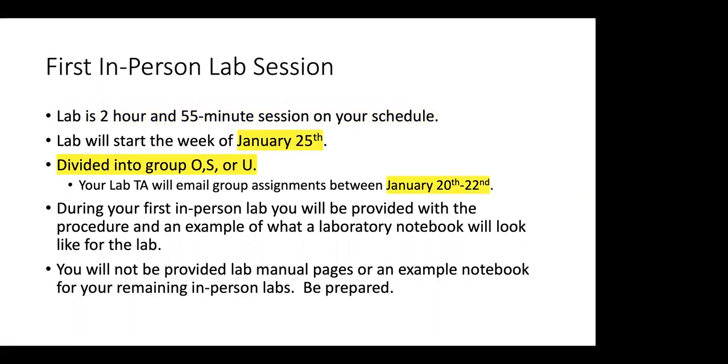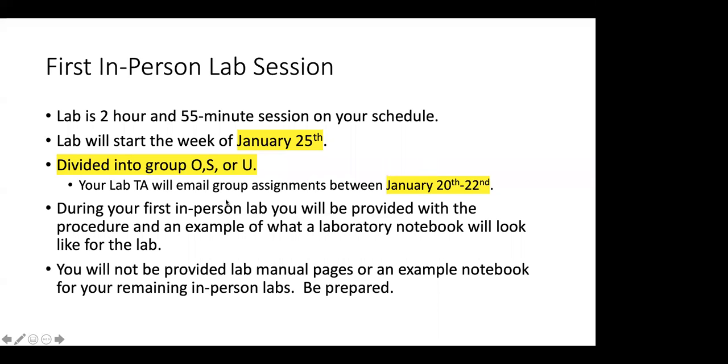Now, in order to keep everybody safe, we take the class as a whole and we're going to split it up into thirds. We need to be socially distanced within that space. So we're going to split it up into 3 groups. Fortunately, OSU has 3 different letters in it. So we're going to designate you as either being in the O group, the S group, or the U group. We don't have those designations set up yet. We're going to let you know around January 20th through the 22nd. We'll let you know which group you're going to be in for these in-person sessions.